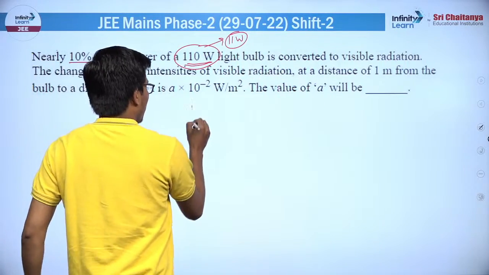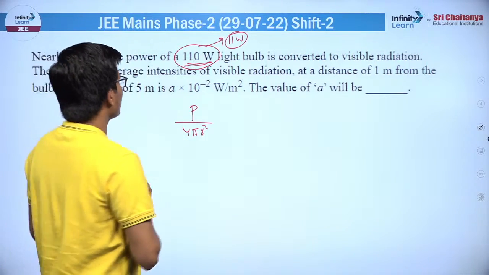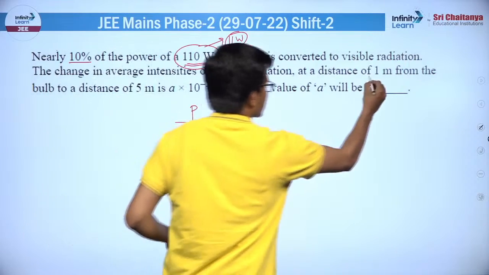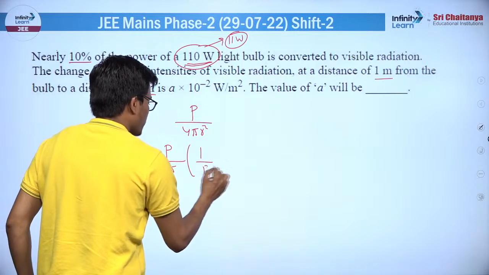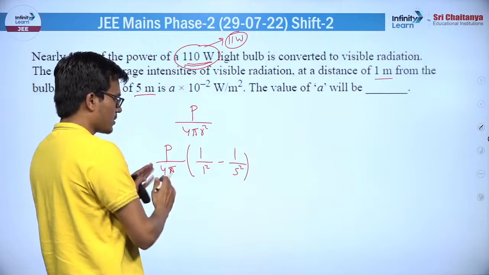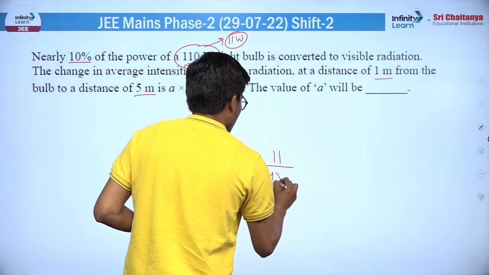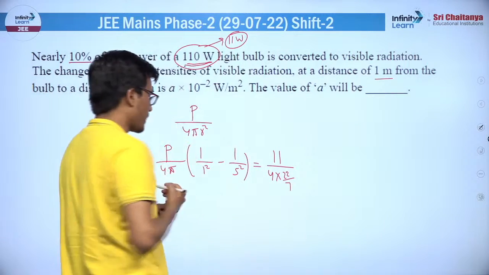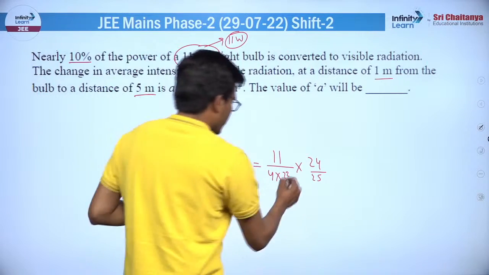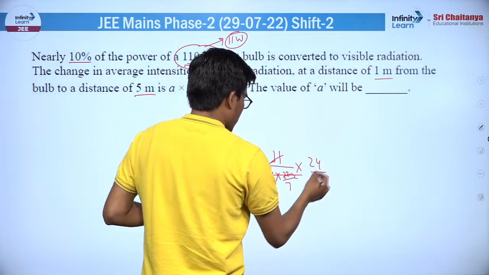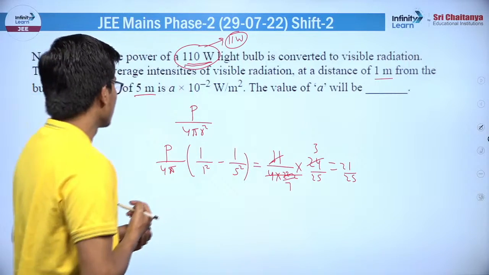So you know that power upon the surface area of wavefront is given by intensity, and you need to find the difference at two distances, 1 meter and 5 meter. So P by 4 pi will be common, 1 upon 1 square minus 1 upon 5 square, just subtracting both the intensities, that's what the question is asking. P is 11, 22 by 7 can be written as pi, and this is basically 24 by 25, right? 1 minus 1 by 25. So it is 2 times and it is 3 times, so 21 by 24 should be my answer.